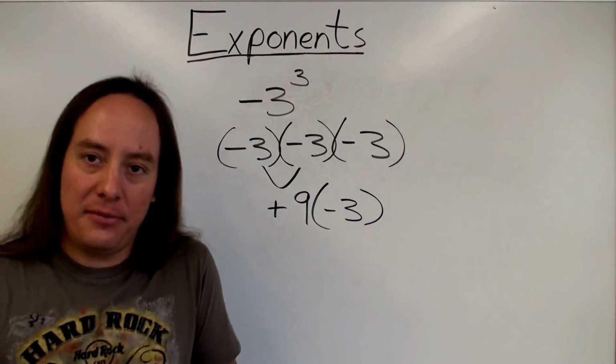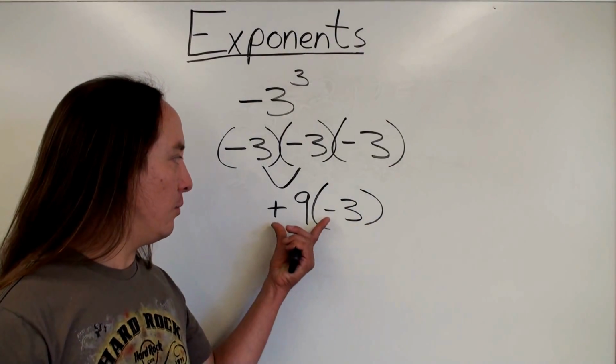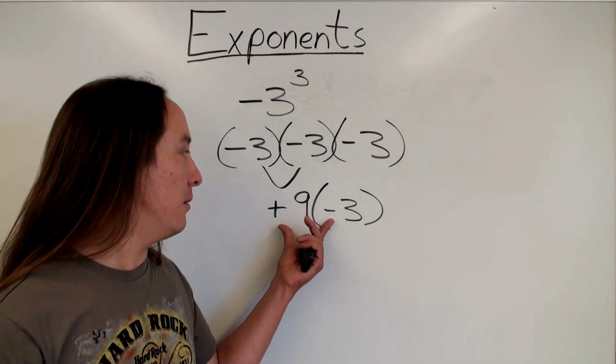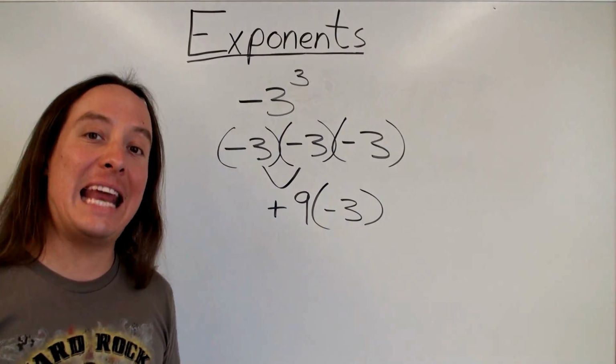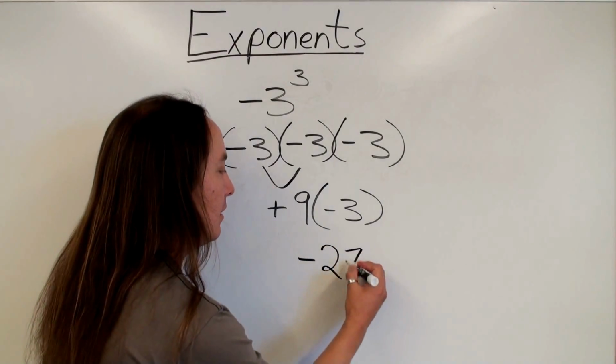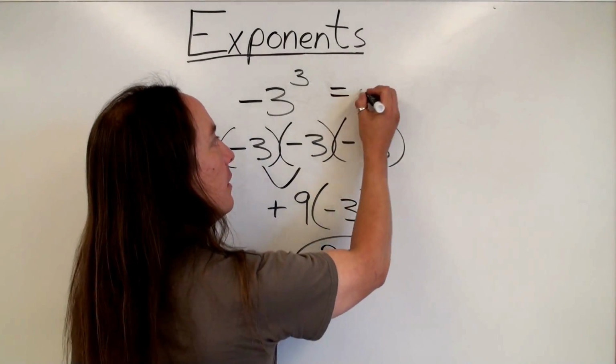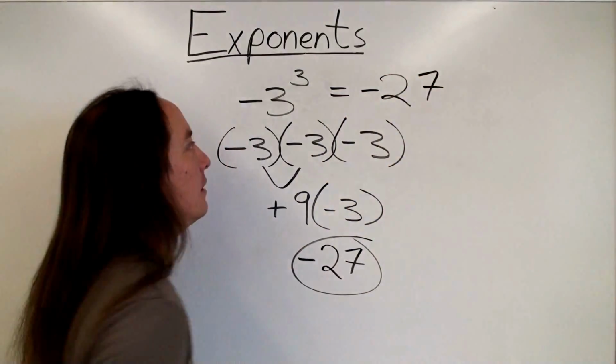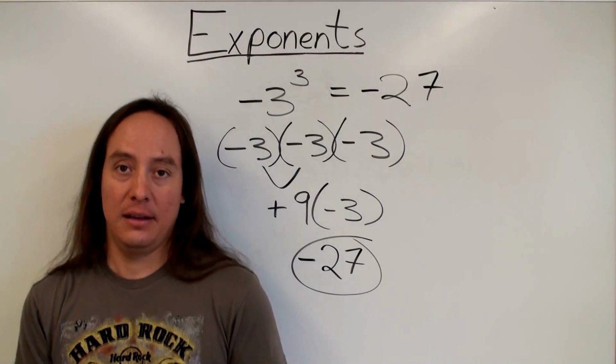Now the signs are different, they're opposite signs. So what happens here? Again, we're still multiplying, so positive times a negative is a negative. And then 9 times 3 is 27. And that would be your answer: -27. Okay, so just be aware of the signs.